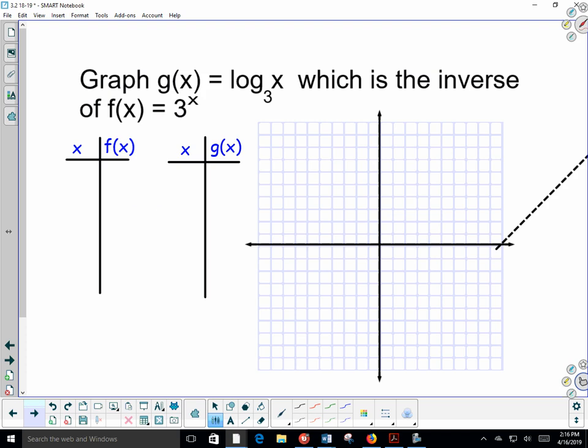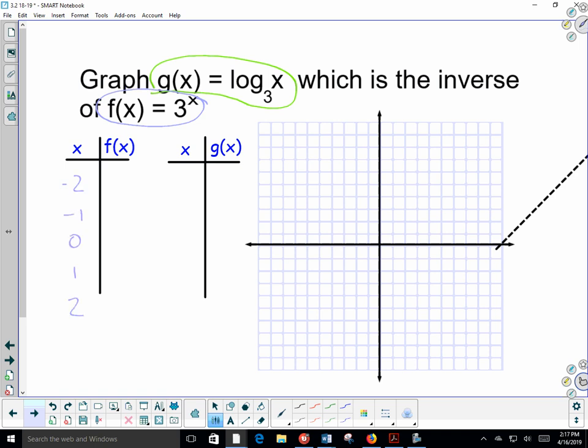I want you to compare the graph of log to the base 3 of x with 3 raised to the x. Remember, exponential functions and logarithmic functions are inverses of each other. So if I have 3 to the x, let's start with that one. We graphed this last time, correct?